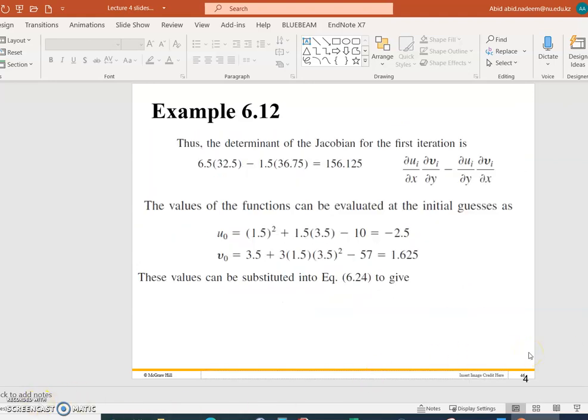Next we will start the topic of polynomial equations, the solution of polynomial equations.